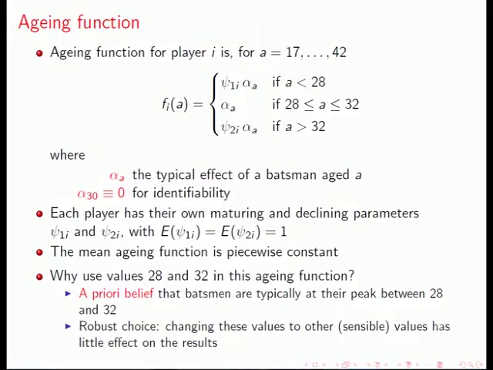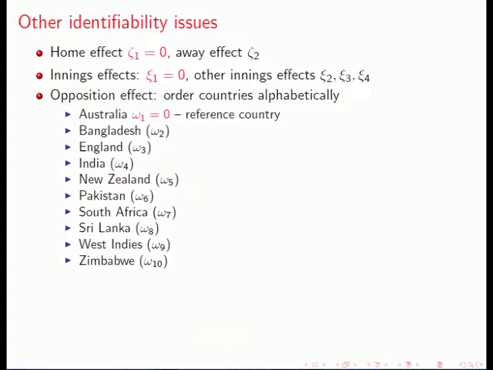So that's your typical aging function. As someone gets older, they improve. They're at their peak for a few years, and then they deteriorate. That's typically what happens. And these psis are just ways in which individual players can deviate from the average.